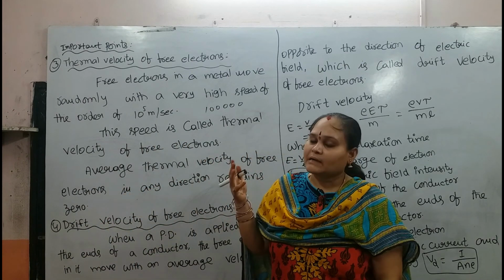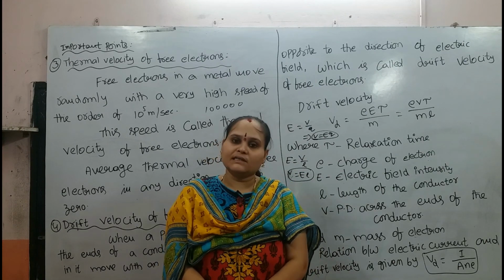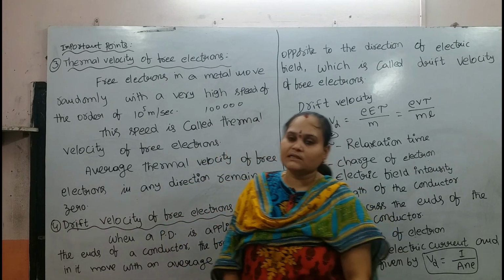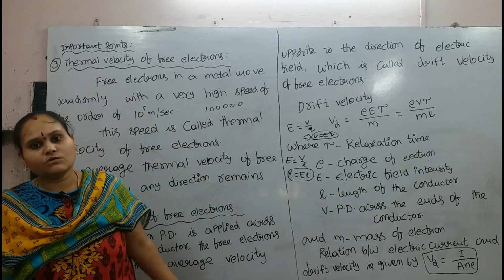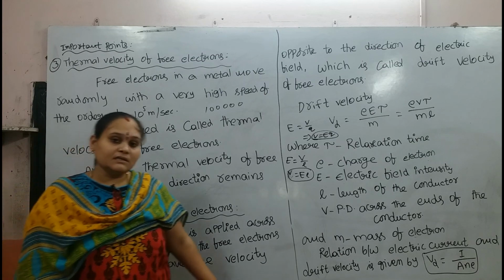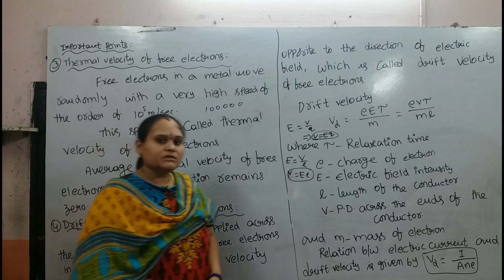That capital E can be written as V by L. V is the potential difference across the conductor and L is the length of the conductor. The relation between the drift velocity Vd and the electric current is Vd equal to I by ANE. That formula will also be used in some problems.